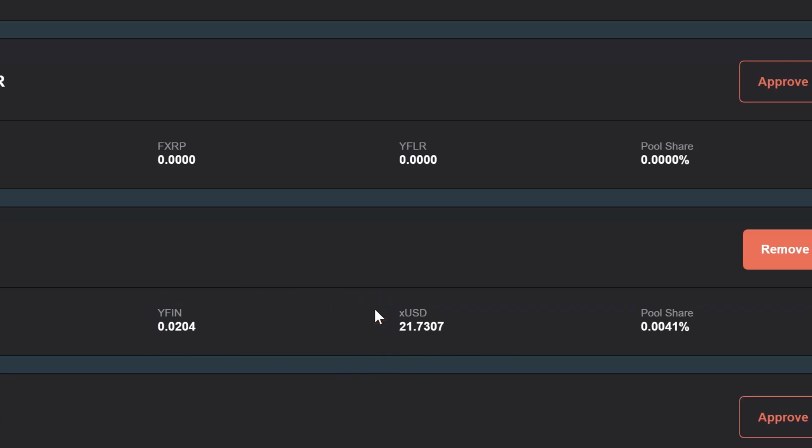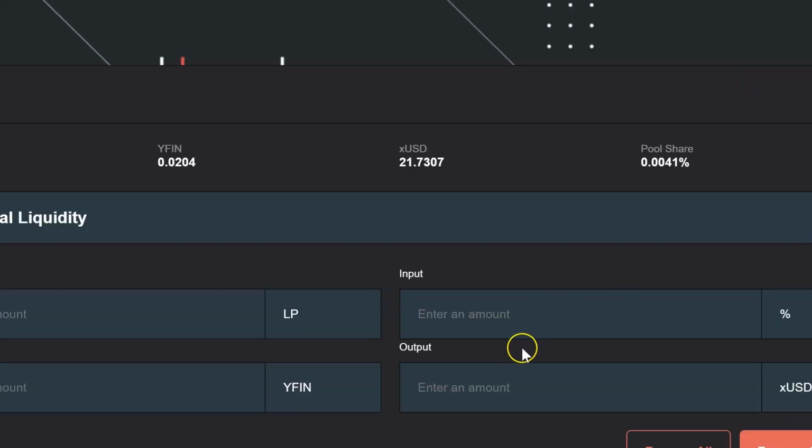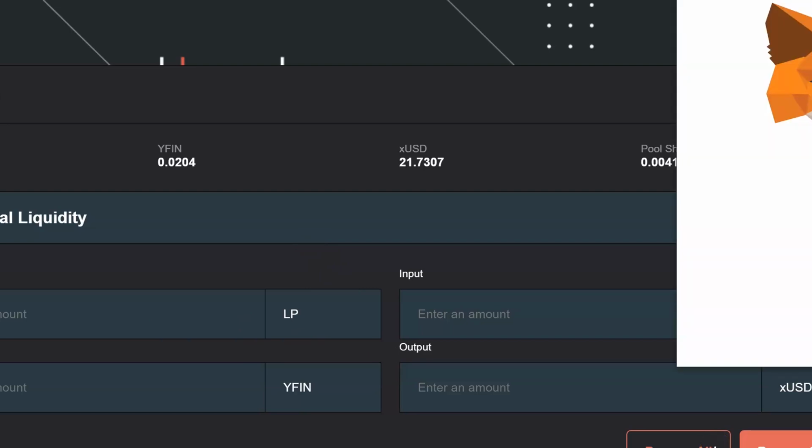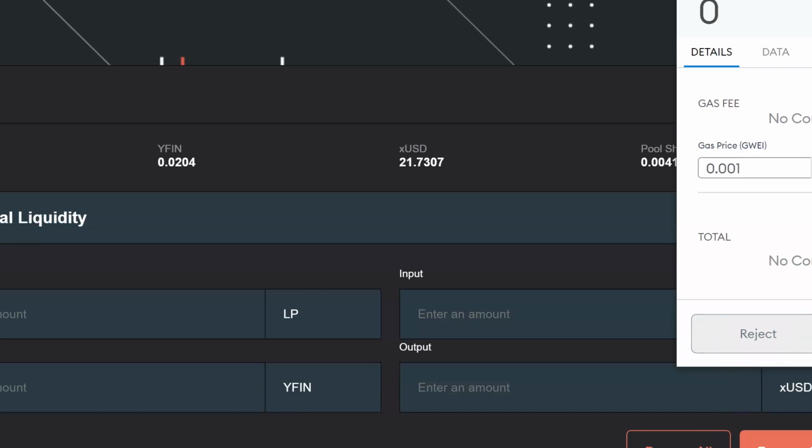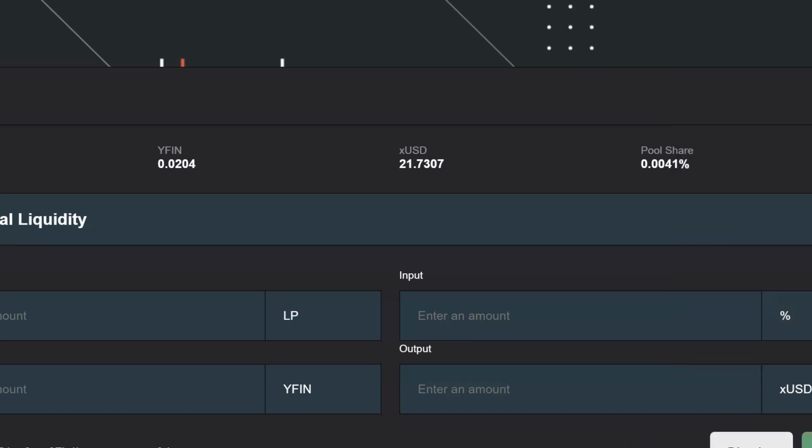So I can either leave it here, or what I think I'm going to do is go ahead and remove the liquidity. I could either remove just a small amount, or what I really want to do is just remove all of it, because I like moving money around, and it's fun playing with all these tools.